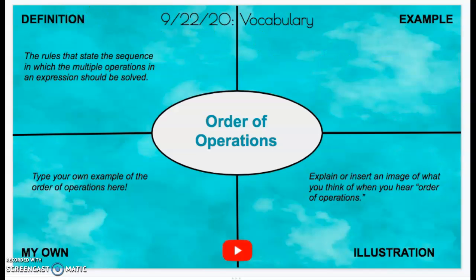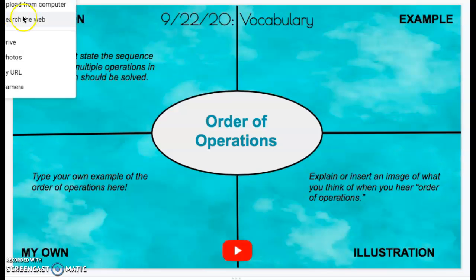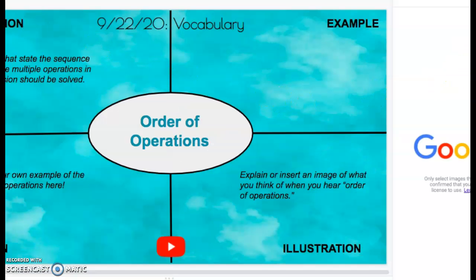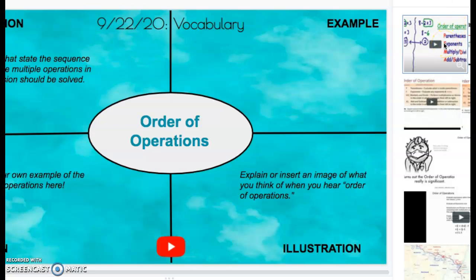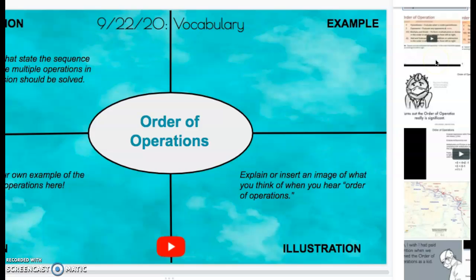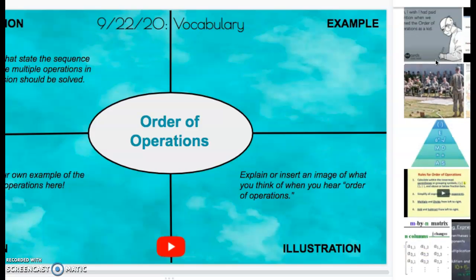I'm going to search an image maybe of the order of operations. So on your screen there should be a drop down arrow that will help you see all of these options up top. But if not, you can go to this little image, and I'm going to search the web. And I'm going to search for order of operations. So the order of operations, we have many different examples.